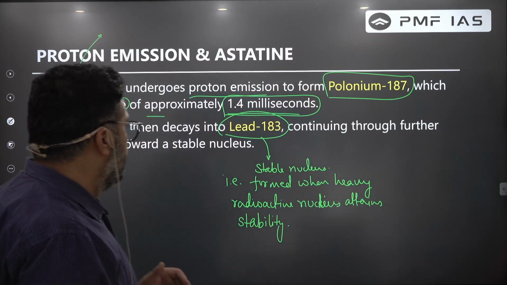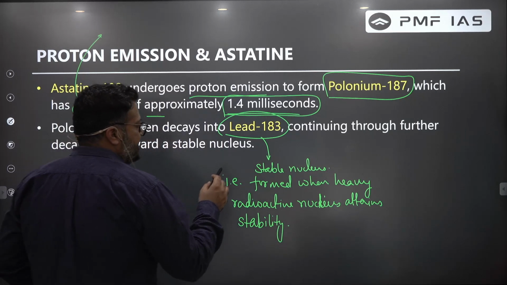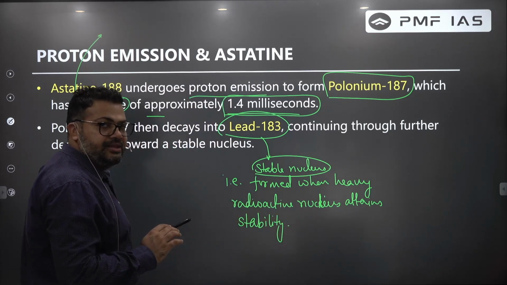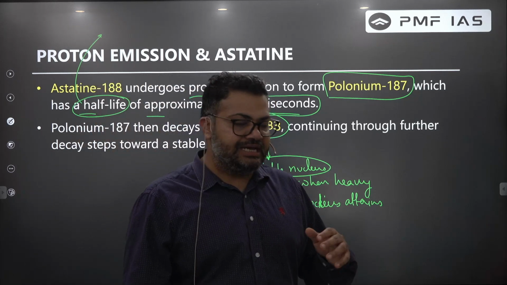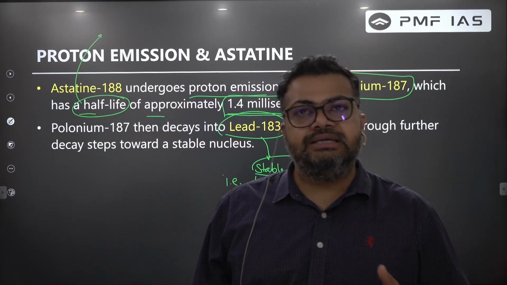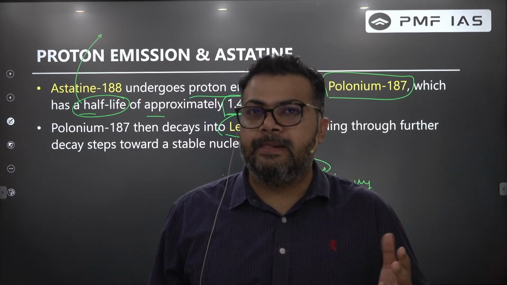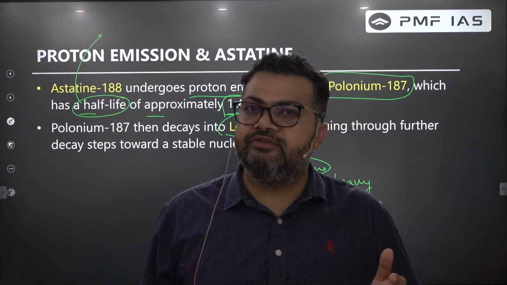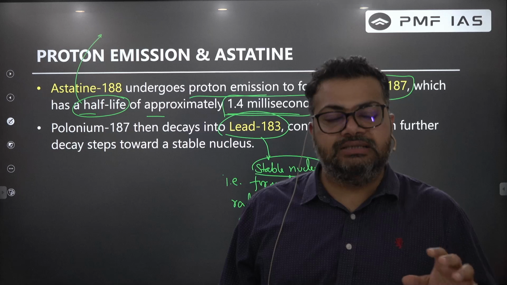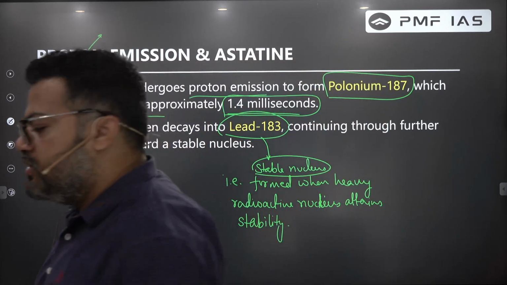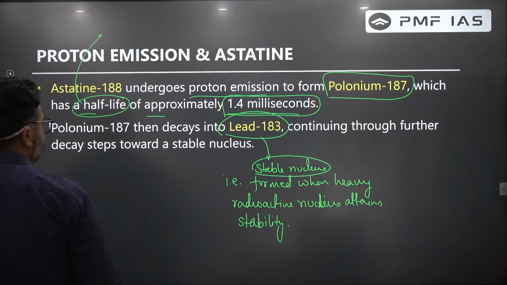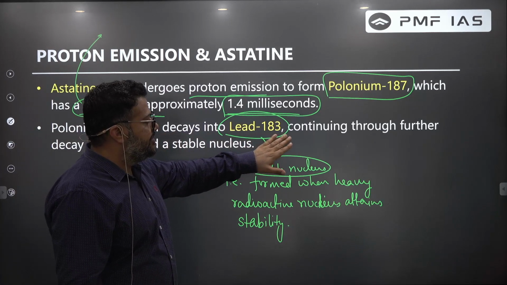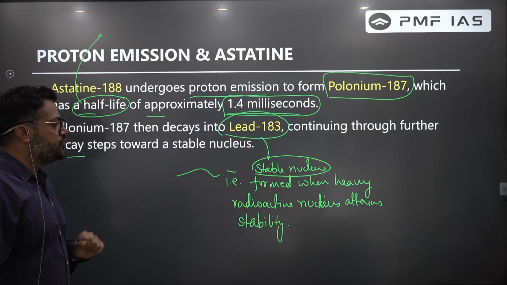So lead happens to be the last stable nucleus that is formed when a heavy radioactive nucleus attains stability. So it will not be astatine anymore. When an astatine nucleus, which is unstable, attains stability, it turns into lead. But guys, remember, this lead is also a highly unstable lead. It may turn into a different form of lead later, because normally lead has a mass number of 204. This also happens to be somewhat an unstable form. So polonium 187 then decays into lead 183, continuing through further decay steps towards a stable nucleus.